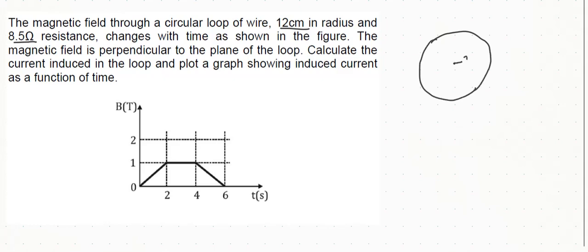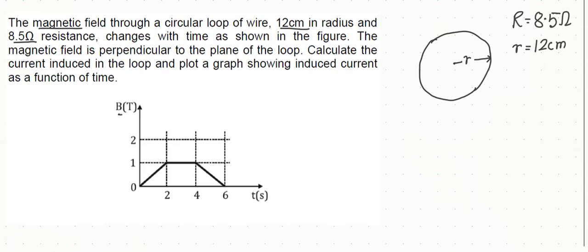Its radius is given. Radius is 12 centimeter here, and the resistance of the wire, obviously since it has some length 2 pi r, that is 2 pi into 12, that's why it has the resistance 8.5 ohm, that is the capital R equal to 8.5 ohm. Okay, changes with time. Which changes? The magnetic field here changes as shown in the figure.